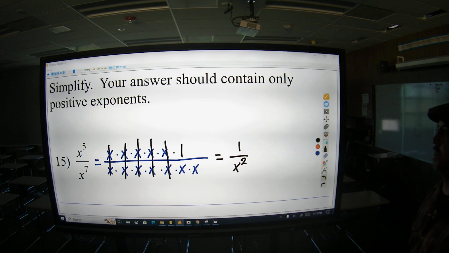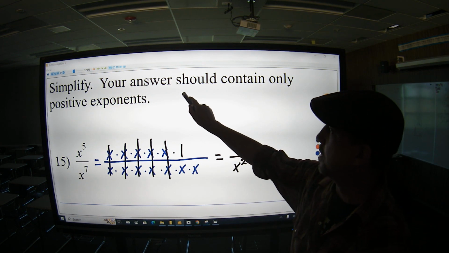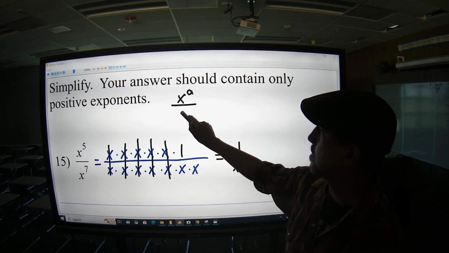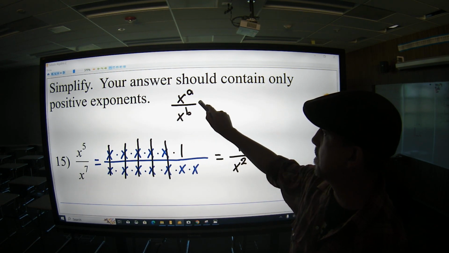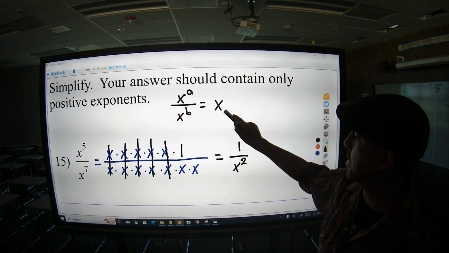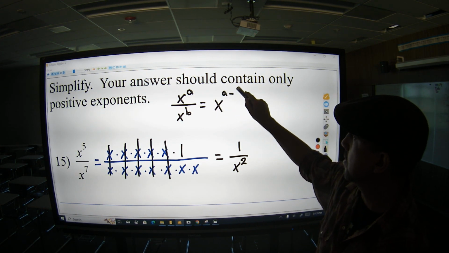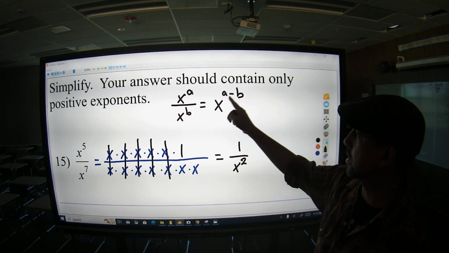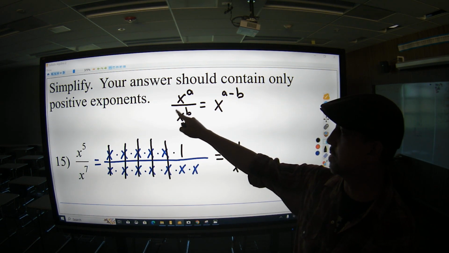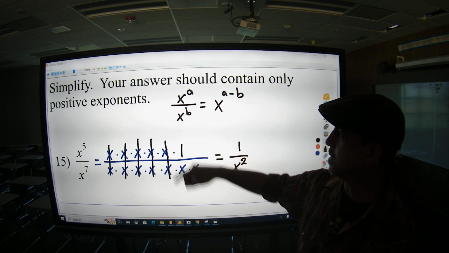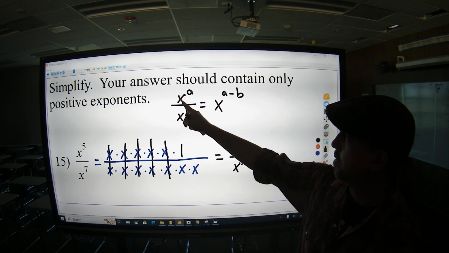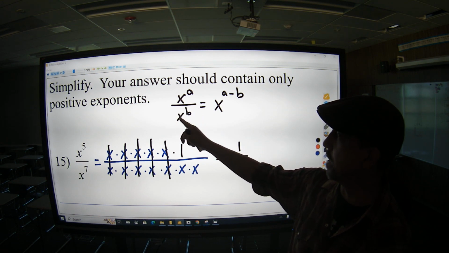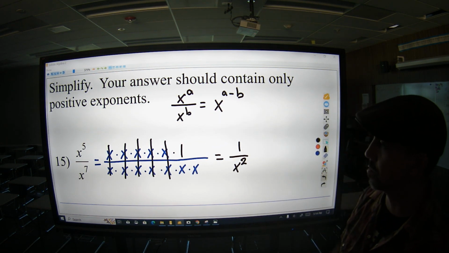And this was just my way of showing you the rule and why it works: if we did x to the a divided by x to the b, then it's true that we could write x to the a minus b, paying extra attention to the fact that the one that we subtract is the value of the exponent in the denominator. And this only works because we have bases that are both x. If this was x and that was y, we would not be able to use this rule.